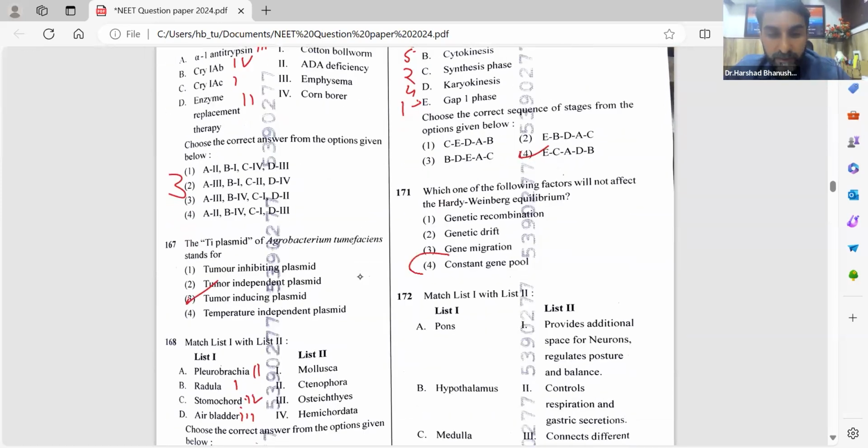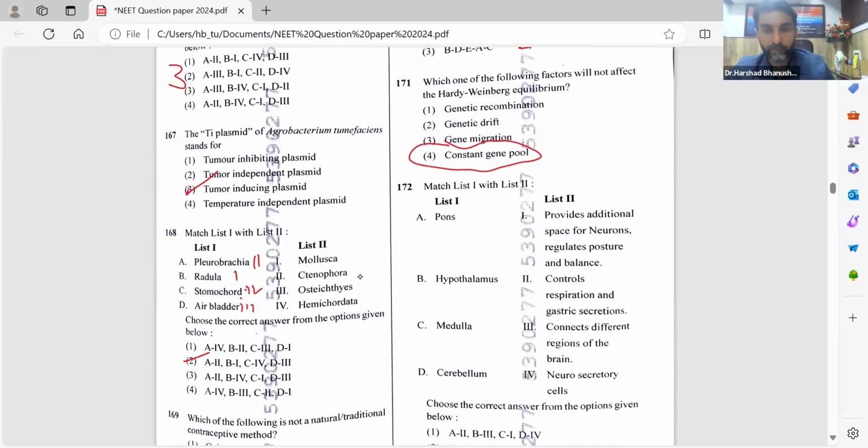A constant gene pool does not disturb the equilibrium. They have asked you what does not disturb. So the answer would be option number 4.